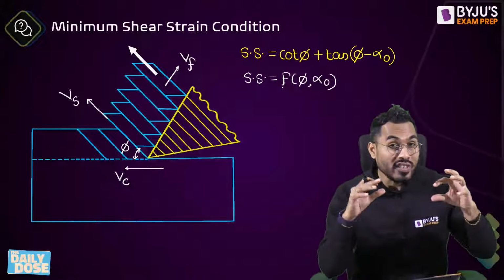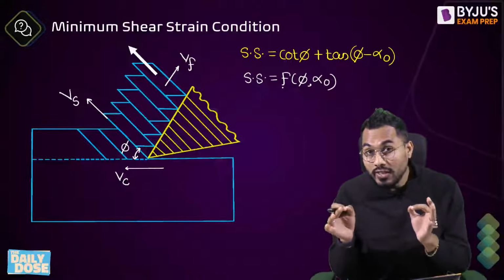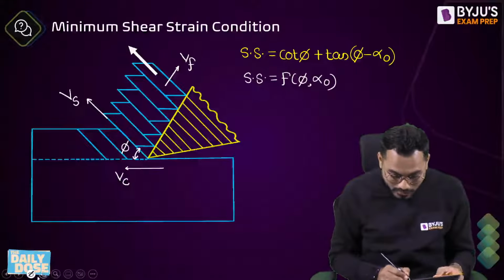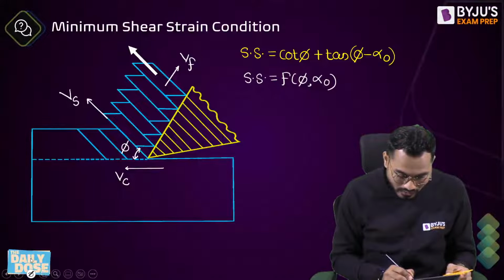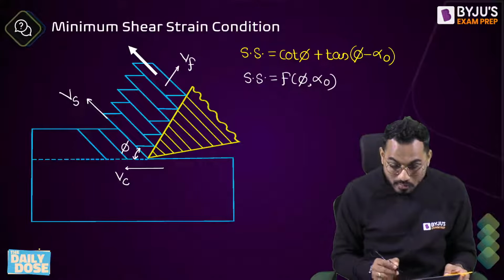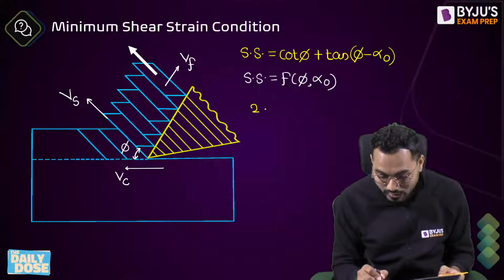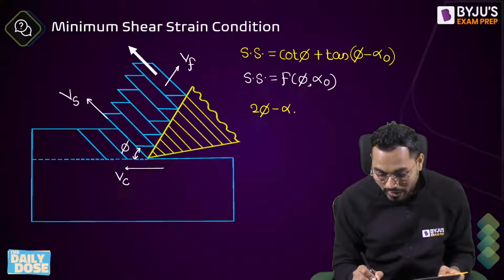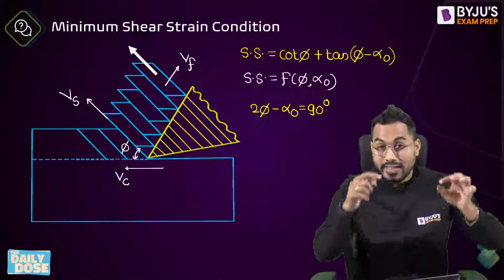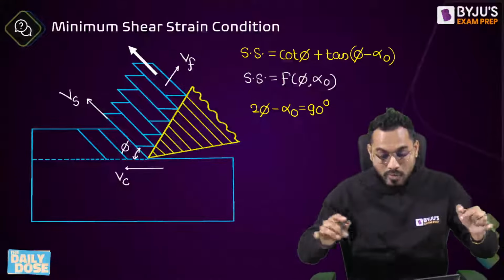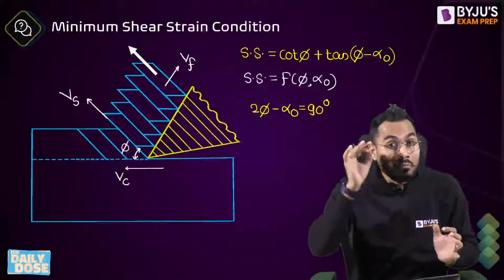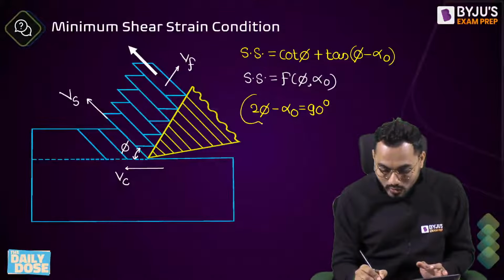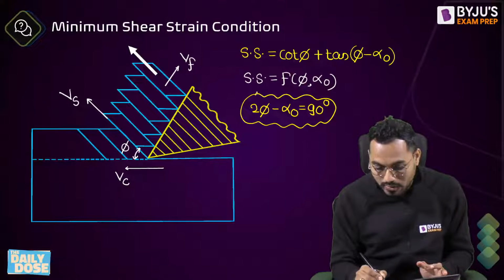Now if I want to generate minimum shear strain, differentiate this equation with respect to phi, and because of the differentiation you will get one particular relation that is called the minimum shear strain condition, and when it is given in the problem we have to use 2 phi minus alpha 0 is exactly equal to 90 degree. The moment you observe that minimum shear strain is written in the GATE examination problem, I have to use the equation 2 phi minus alpha 0 is 90.